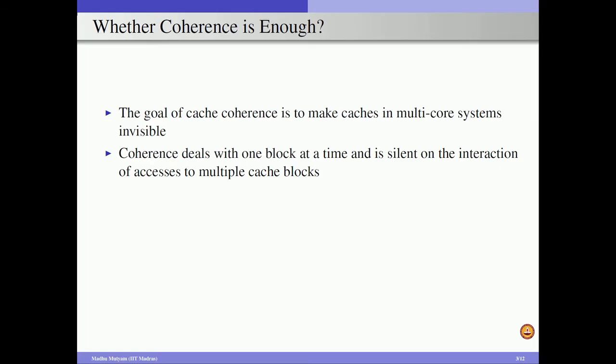Whereas in the case of memory consistency, we actually deal with the operations that are performed on the memory, irrespective of whether it is for a single memory block or for multiple memory blocks.